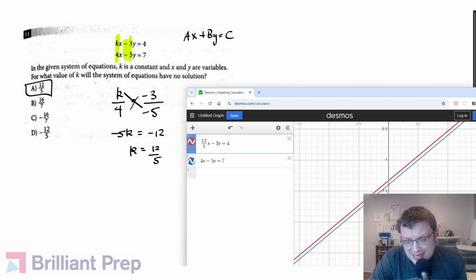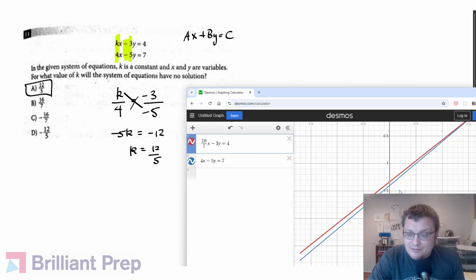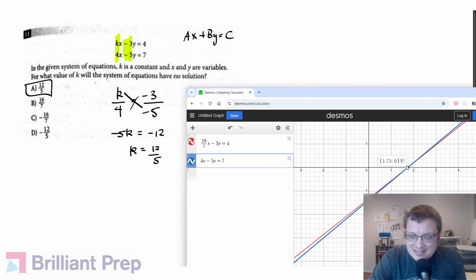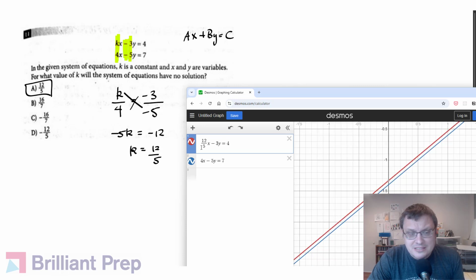You could have actually just tested these choices for k in your system and see which one gives you parallel lines. If, for example, we try choice B, I'll change this to 16 over 7. They start to look parallel, but if we zoom out a little bit, we see that they do eventually intersect. So this system actually has one solution. And we'll see the rest of them have one solution. So the only one that gives us no solutions, parallel lines, would be choice A.